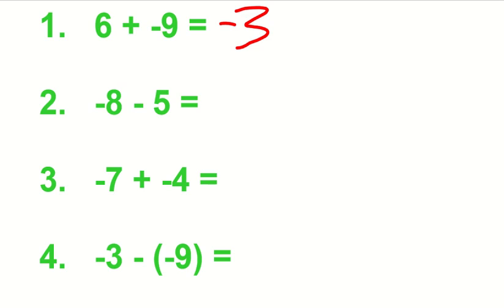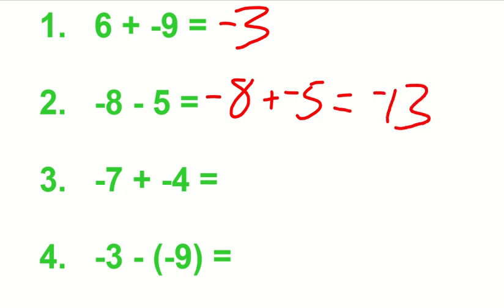Number 2, Lacey. Negative 13 is correct. This one is subtraction. When it's subtraction, we do same change change. First number stays the same. Change to addition. Change the sign on the second number. Signs are then the same, so we add and keep the sign.